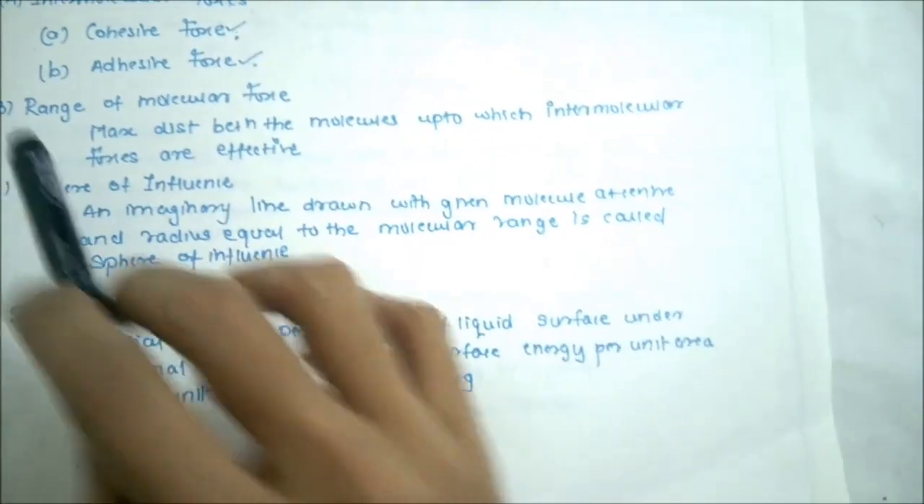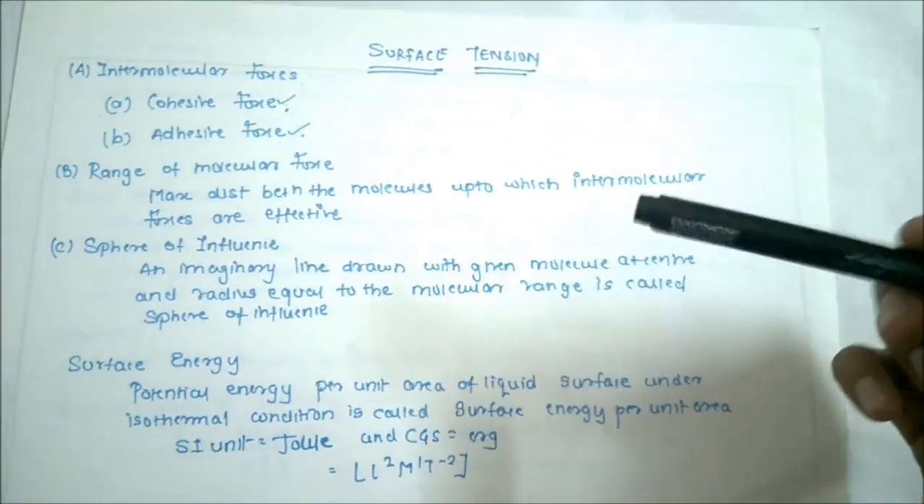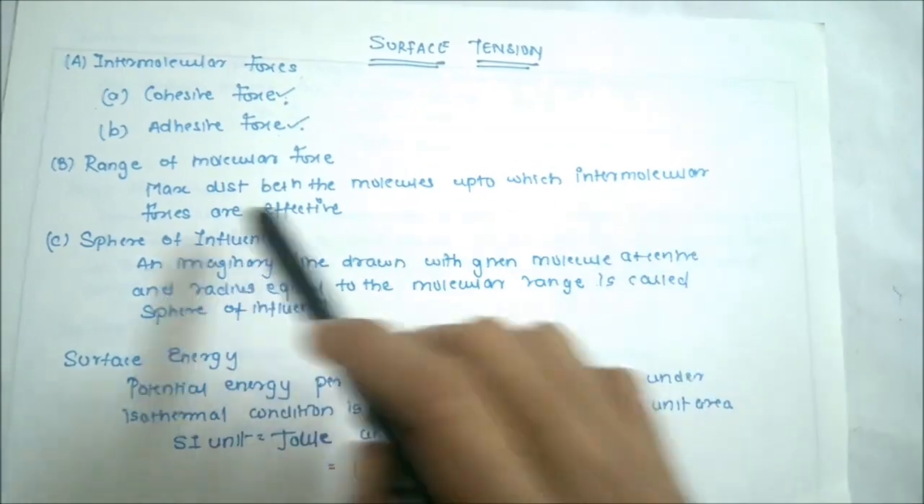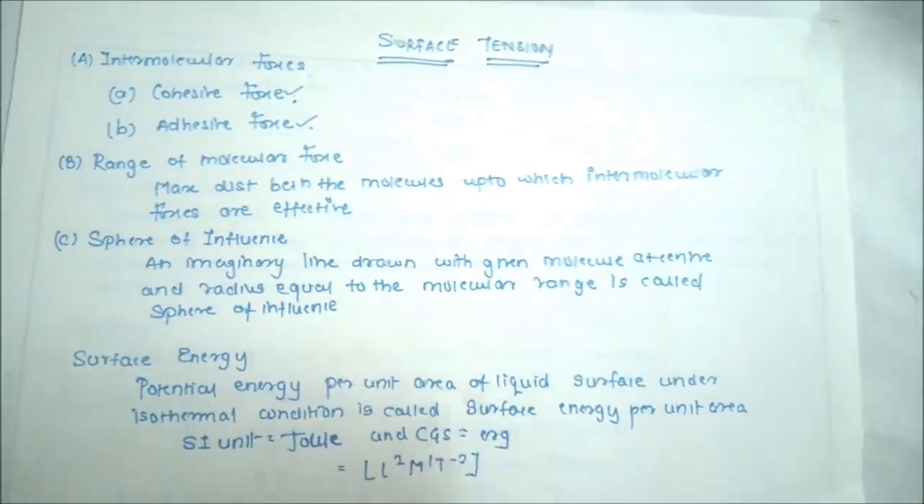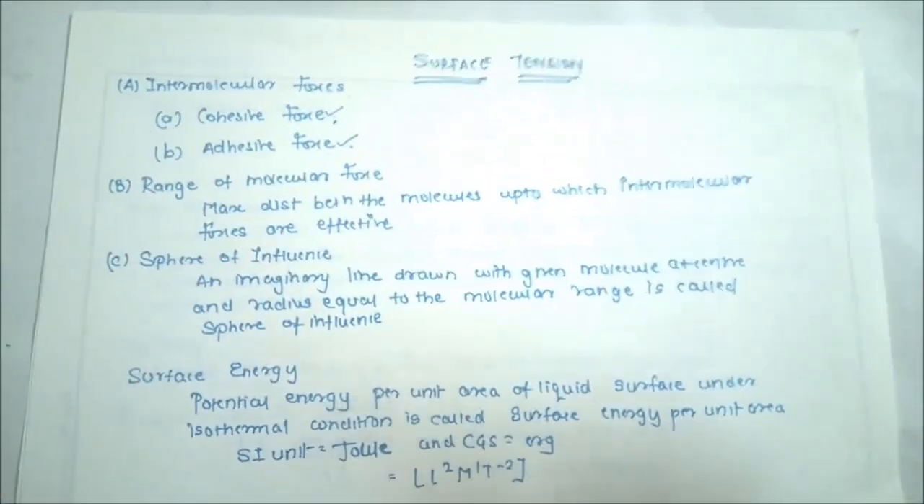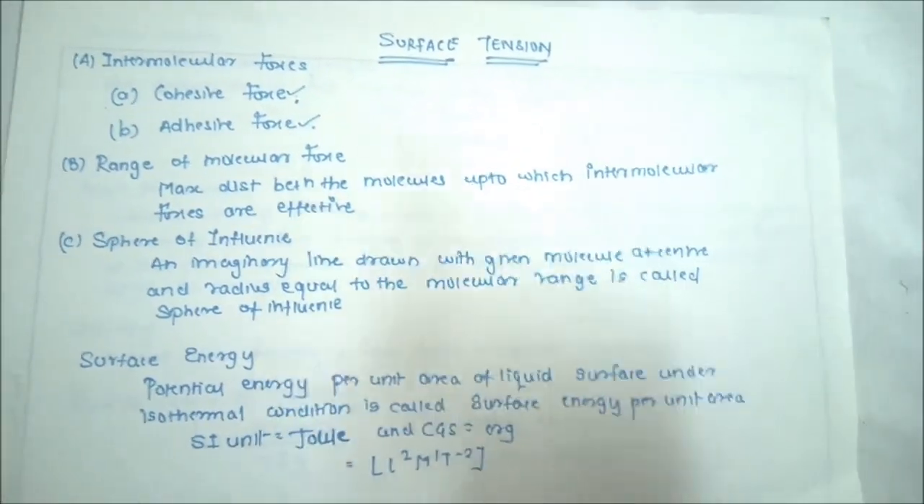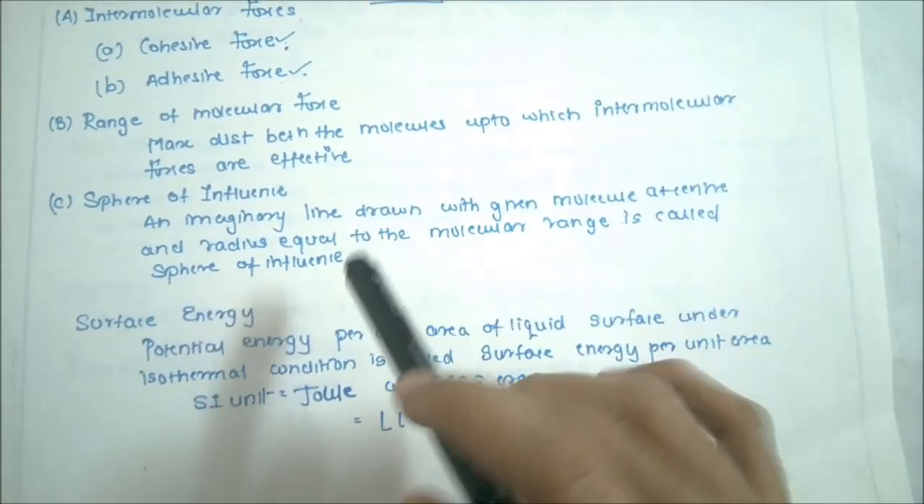Then we come to the range of the molecular forces, that is the maximum distance up to which the intermolecular forces are effective. That is the intermolecular force of attraction between a molecule and a molecule. That is a distance limit. So the maximum limit up to which a molecule can attract another molecule is called the range of molecular force.